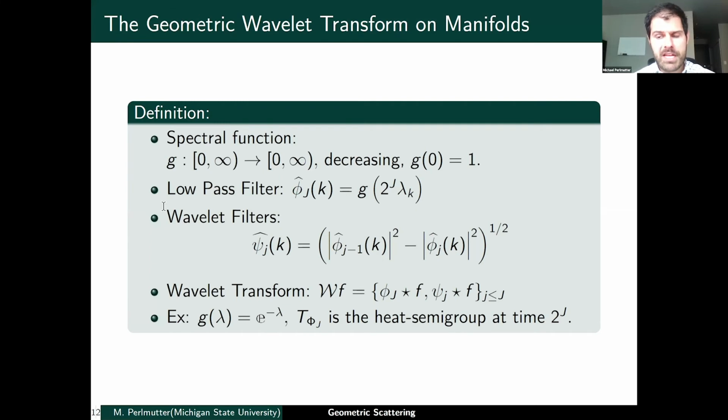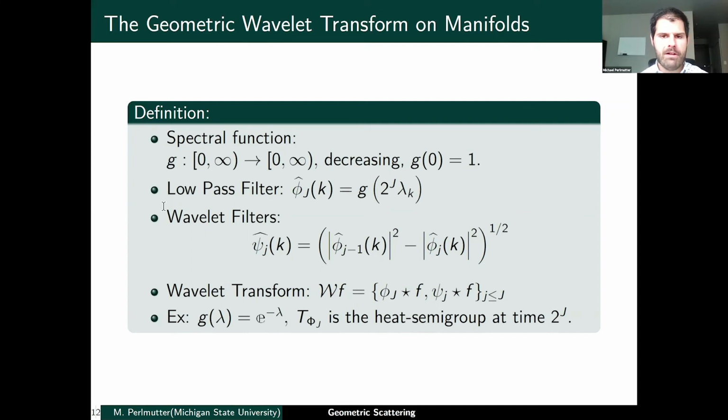Now, given this, we need to construct a wavelet filter bank, and we want to be able to have the same wavelets on different manifolds. So what we do is we start with a spectral function g, which is just a function on the real line and is independent of the manifold. In a typical example, we choose g(lambda) to be e^(-lambda). And we define a low-pass filter by evaluating g at the eigenvalues dilated to a scale 2^j. And then we construct wavelets by evaluating this low-pass at different scales, squaring them, and subtracting them.